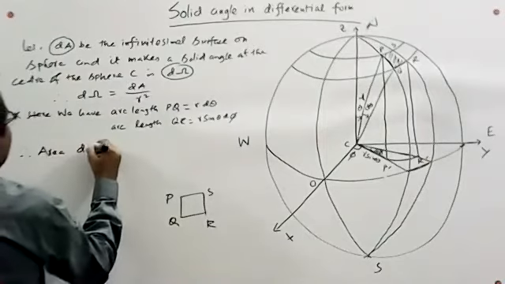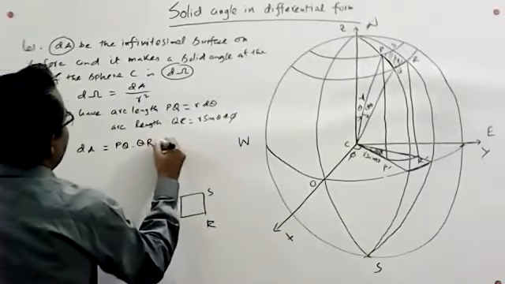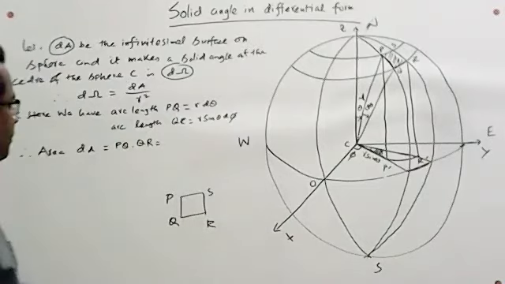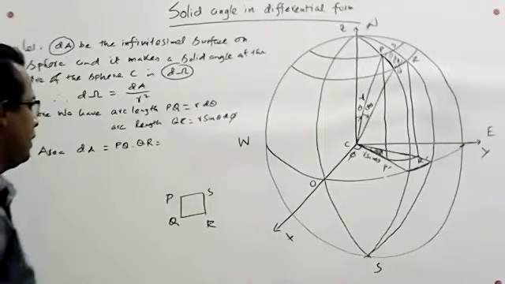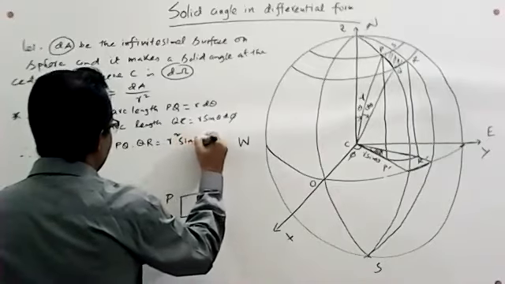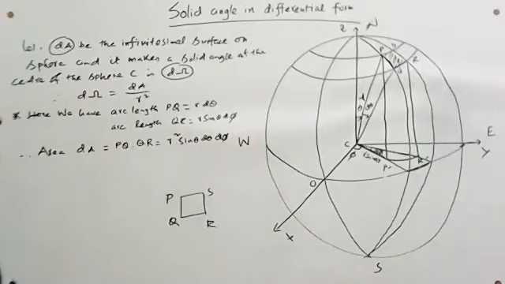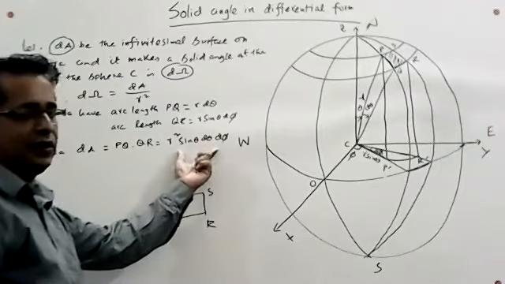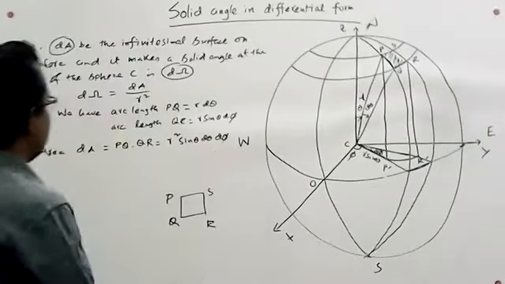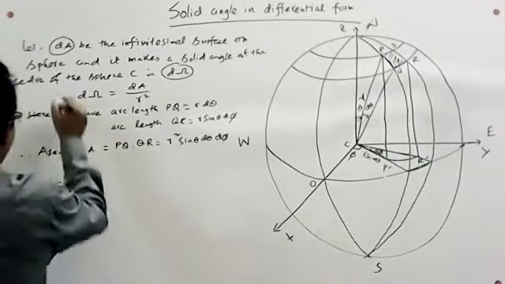Therefore, area dA will be PQ times QR. And we have seen here, if we multiply these two quantities, then we get R square sin theta d theta d phi. So our required surface area will be given by R square sin theta d theta d phi. Now we can easily calculate the required solid angle from here.